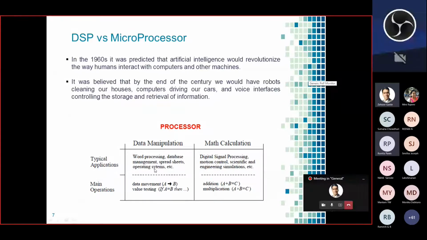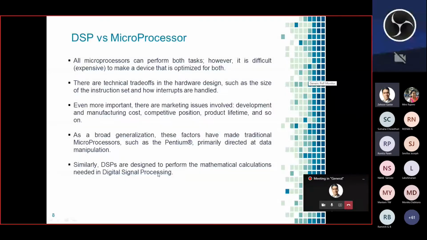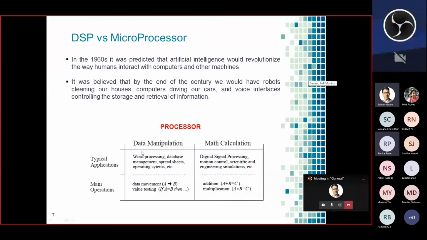Then we came to know that a processor will be basically doing two functions. One is data manipulation and the other is math calculations. So in some typical applications, like word processing or database management, you need to maintain spreadsheets, or you need to operate your operating system and all. That data manipulation will be done by using this processor, and it also helps in mathematical calculations. That is, you will be processing the signal that you have.